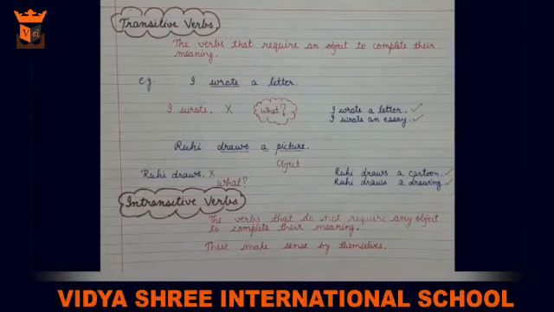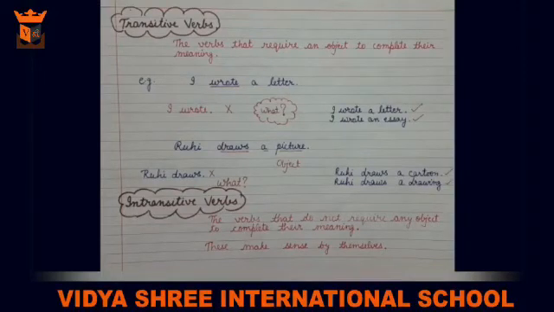Ruhi draws a picture. If I say Ruhi draws, what? I am confused. You are also confused. Ruhi draws. Ruhi draws what? A picture, a drawing, a cartoon. What? We need an object. So here, draws is a transitive verb. Clear?